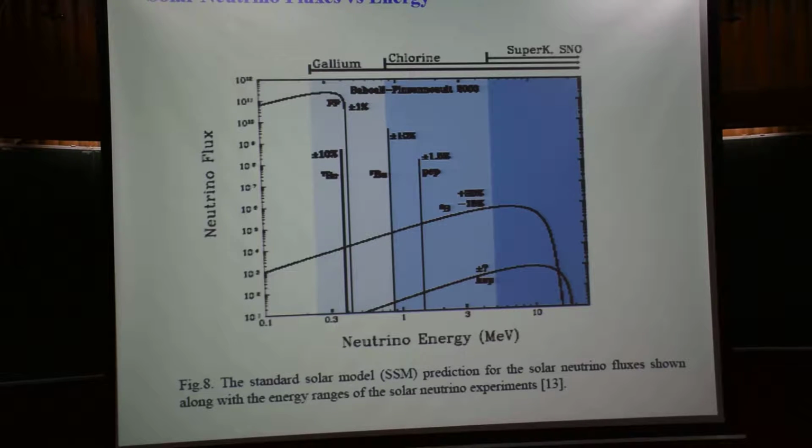Coming to experiments, there are 4 experiments. Gallium has the lowest threshold, going down to 0.2 MeV, so it can see all these neutrinos, but of course the dominant contribution comes from the low energy pp neutrinos. Chlorine is again a radiochemical experiment, so it starts with a threshold of 0.8 MeV, so it can just about see beryllium, but it is dominated by boron neutrinos. And Super-K or SNO are real-time Cherenkov experiments, starting with a threshold of 5 MeV, so they can see only the boron neutrino flux.